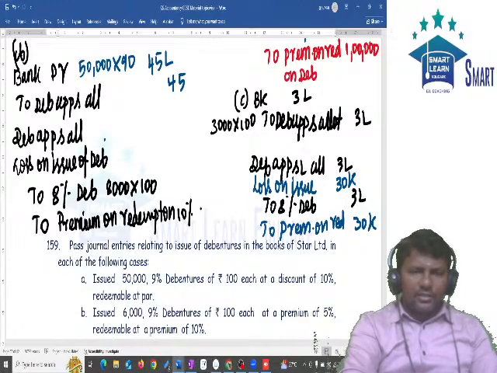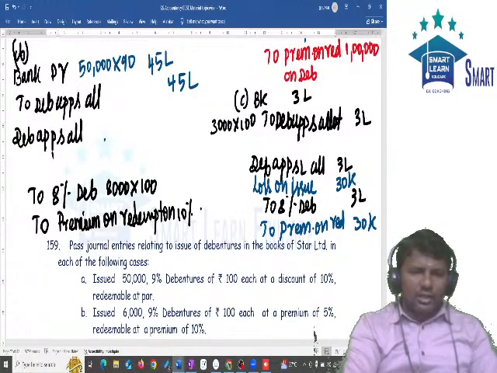Second entry, debenture application and allotment account debit. We have loss on issue of debenture, discount on issue of debenture.